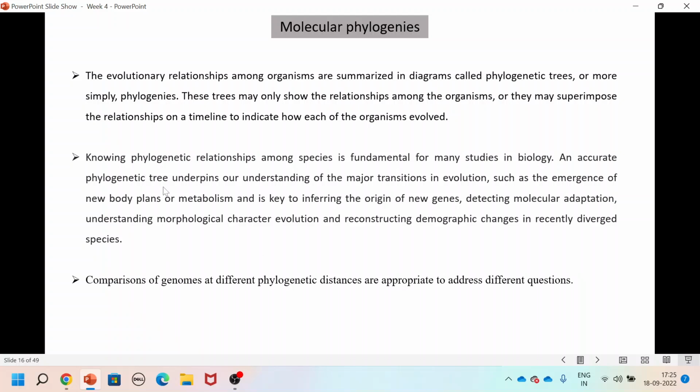An accurate phylogenetic tree underpins our understanding of major transitions in evolution, such as the emergence of new body plans or metabolism, and where new genes originated, detecting molecular adaptations, understanding morphological character evolution, and reconstruction of demographic changes in recently diverged species. Also, the comparison of genomes at different phylogenetic distances is appropriate to address the different questions which I explained in the above points.